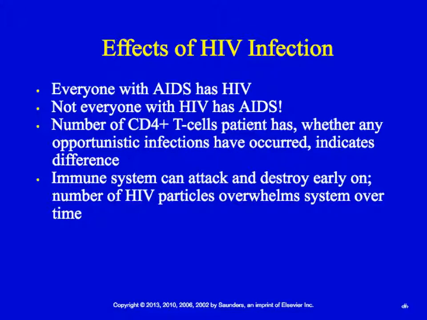Kaposi sarcoma, they were seeing that, which was not typically found in young men. Certain types of pneumonia began showing up in patients, types of pneumonia they hadn't seen in a while. Histoplasmosis, lots of different ones, and pneumonias were a big one of it. They were seeing very rare pneumonias.